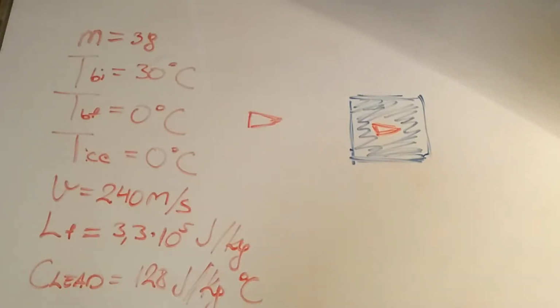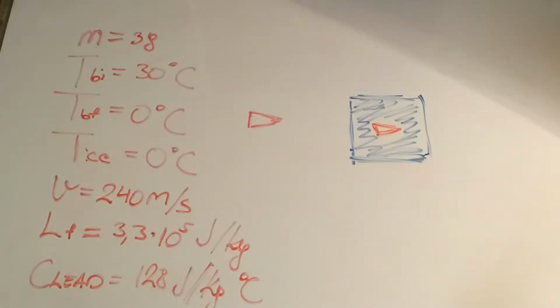So a 3-gram lead bullet at 30 degrees Celsius is fired at a speed of 240 meters per second into a large block of ice at 0 degrees Celsius, in which it becomes embedded. What quantity of ice melts?